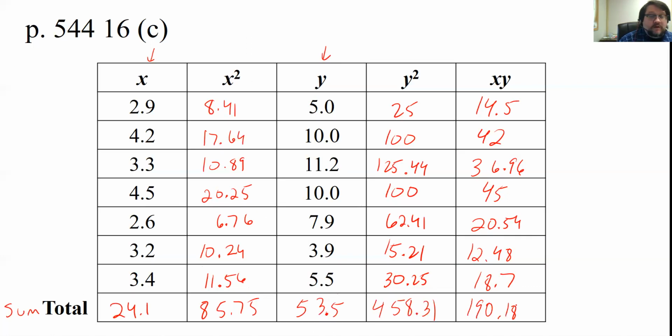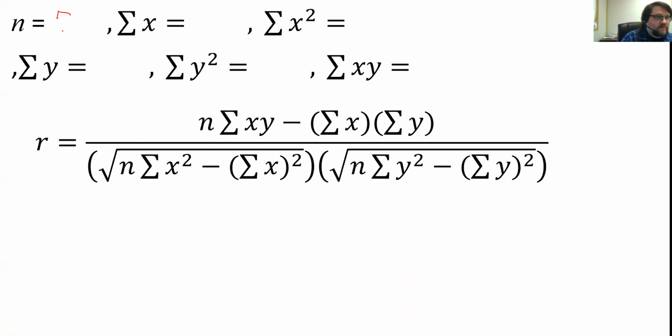Oh, I forgot. How many numbers do we have? So 1, 2, 3, 4, 5, 6, 7. We got 7. So our sample size is 7. Our sum of x, we said, was 24.1. Our sum of our x squareds was 85.75. Our sum of our y's was 53.5. Our sum of our y squareds was 458.31. And our sum of our x times y's are 190.18.